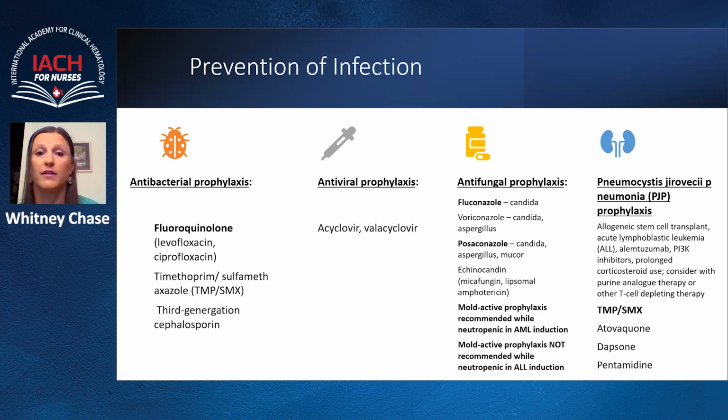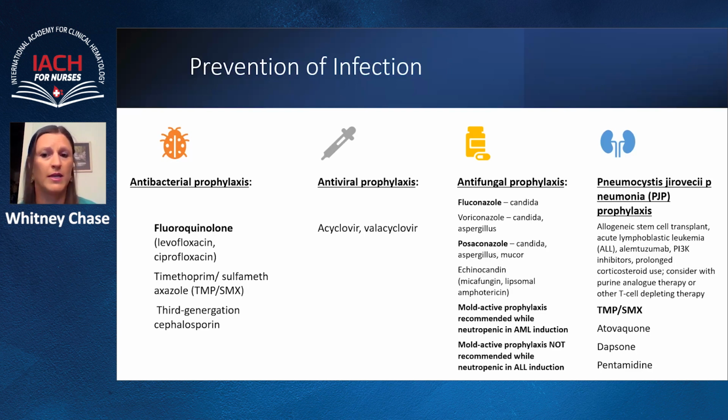So fluconazole has good activity against Candida. It's a first-generation triazole. It's pretty cheap. It's pretty well tolerated, but it does lack activity against molds, and Candida resistance is emerging. Second-generation triazoles like voriconazole and posaconazole have expanded coverage, but they have significant drug-drug interactions and may cause more toxicity.